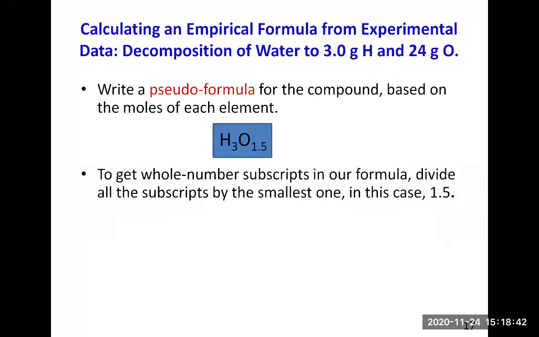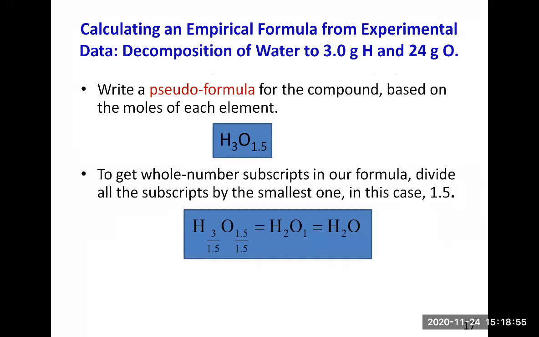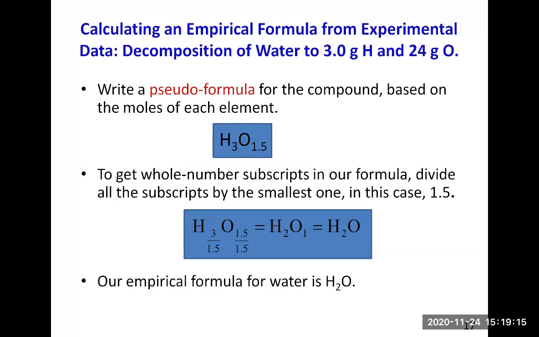And so to get rid of the 0.5 here, you want to divide all the subscripts by the smallest subscript, here the 1.5. So we would take the 3 divided by 1.5 and the 1.5 divided by 1.5. And so the formula becomes H2, because 3 divided by 1.5 is 2. And then 1 oxygen. And so the ones are always implied in the formulas, so it's becoming H2O. So that would be the empirical formula for water, H2O. And so you know that it's also the molecular formula in the case of water.